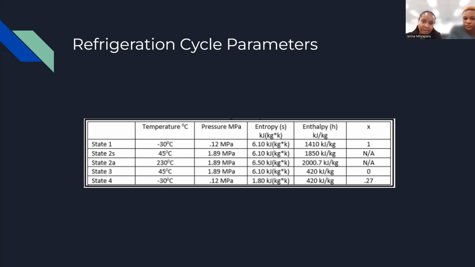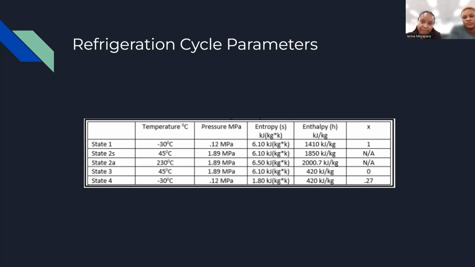Following along with entropy, in kilojoules per kilogram Kelvin. At state 1, we have 6.10. At state 2, isentropically, we have 6.10. At state 2, actual, we have 6.50. Then at state 3, we have 6.10. And lastly, at state 4, which is our expansion valve, we have 1.80 kilojoules per kilogram Kelvin.